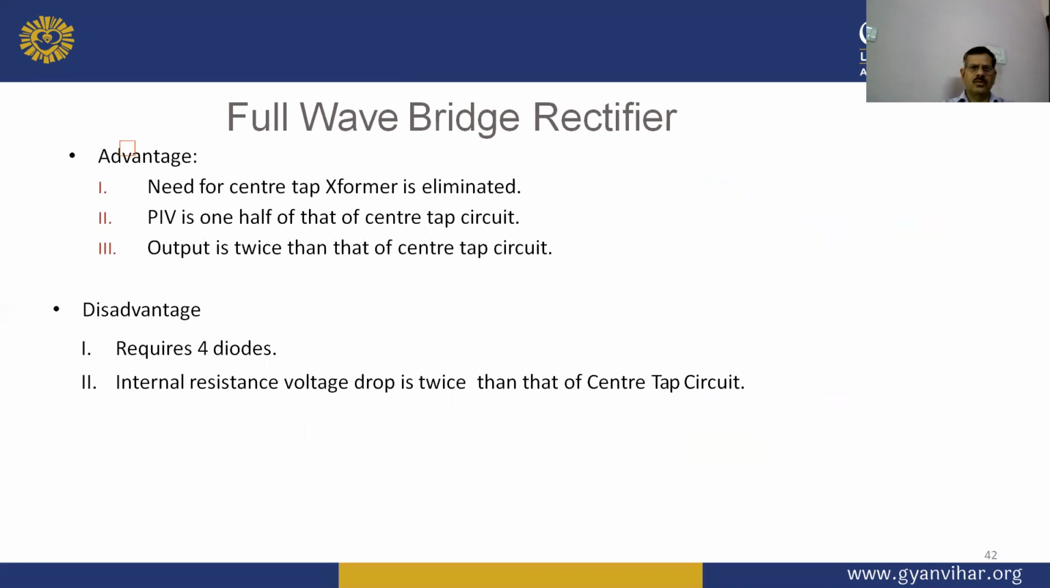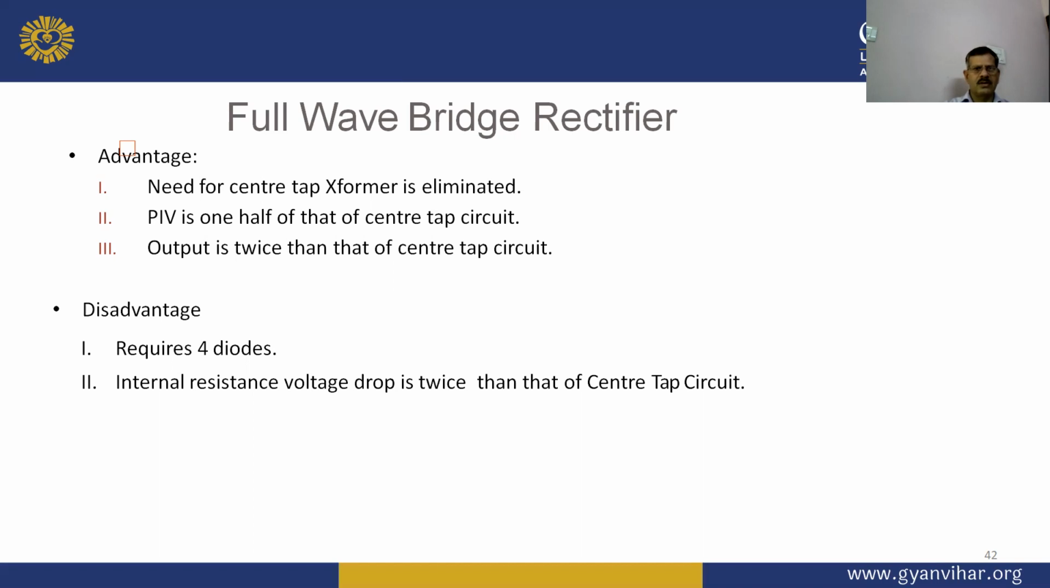So what are the advantages of the full wave bridge rectifier? First, the need for a center tap transformer is eliminated. Second, the peak inverse voltage is half of that of the center tap circuit. And third, the output is twice that of the center tap circuit. These are some advantages of the full wave bridge rectifier.